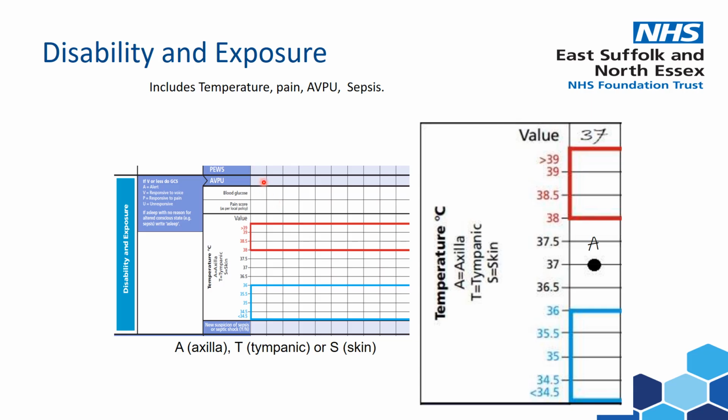So the AVPU you would put in this box here, and then your temperature, you would take the child's temperature, and like I say, it doesn't contribute to the score, but you're looking really to see whether they sit in that red or that blue section, and if they do, then you need to be thinking about whether they are displaying new symptoms, new signs of sepsis or septic shock, and then you could write in yes there.